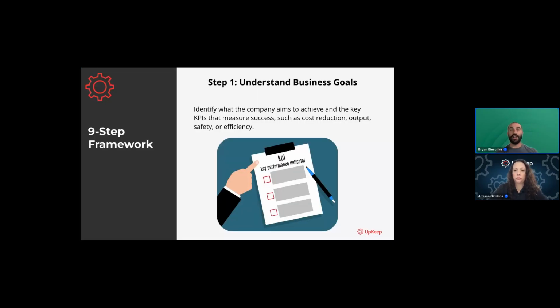Okay, we got to understand our business goals. We have to actually know about our business. What is it? What are we out to do? What are we aiming to achieve? How is our business measured, right? Are we looking at cost reduction, output, safety, efficiency, customer satisfaction, uptime, asset life cycle, production capacity? We have to know these things. So we need to talk to those people. We need to get people in the room, operations leadership, safety, quality, maybe the VP level, and say, hey, what are we after? What are we trying to do? What's our goal? It's so important.